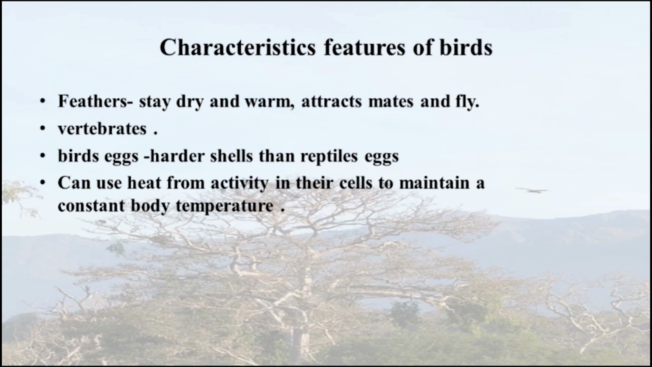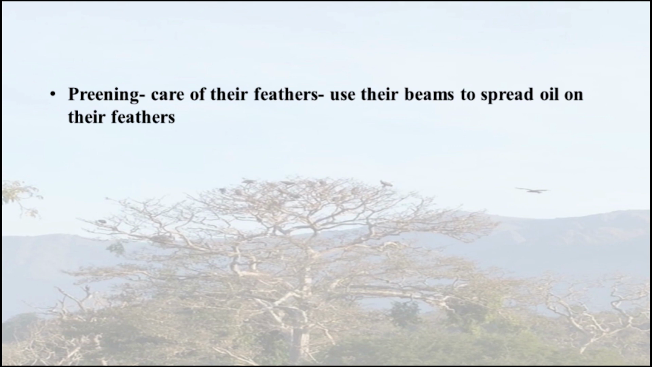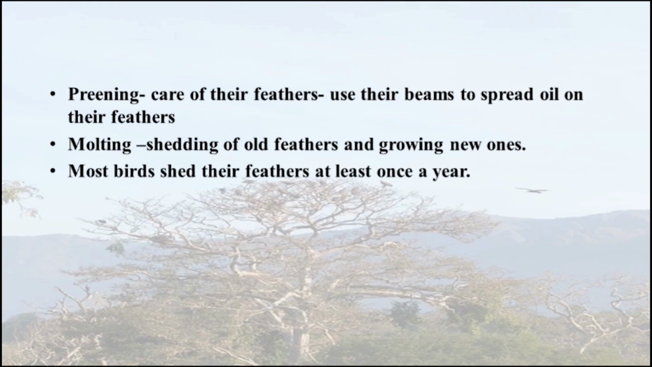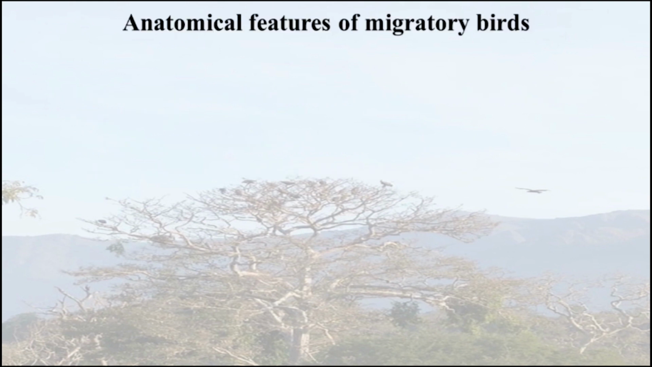Birds can use heat from activity in their cells to maintain a constant body temperature. Birds take good care of their feathers. They use their beaks to spread oil on their feathers in a process called preening. When feathers wear out, birds replace them by molting. Molting is the process of shedding old feathers and growing new ones. Most birds shed their feathers at least once a year.